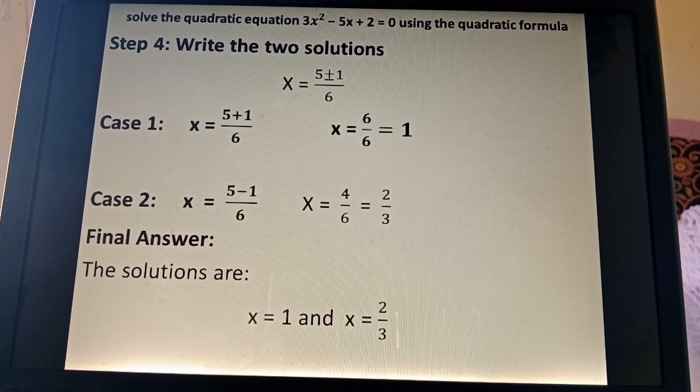Case 2 is when you take the negative: x is equal to 5 minus 1 over 6, x is equal to 4 over 6, which is equal to 2 over 3. So the final answer, the solutions, are x is equal to 1 and x is equal to 2 over 3. Remember I said the quadratic equations have got two values of x.